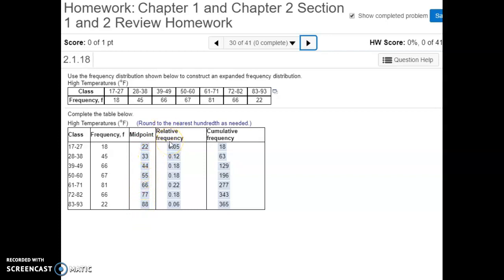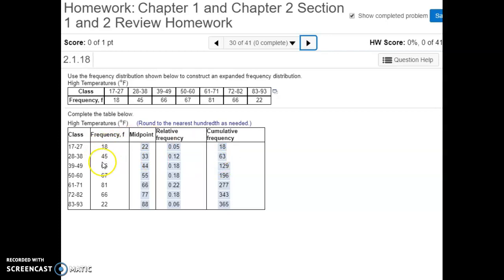The relative frequency, you're going to look at how many were in each class. So the first class had 18, and then you need to add together all of these values to get the total amount. So for the first relative frequency, it would be 18 divided by that total amount. The second one would be 45 divided by that total amount, and so on. And then cumulative frequency is counting how many data values have been accounted for so far. So after the first class, it's just those 18. After the second class, you've done 18 plus 45, which is a total of 63.